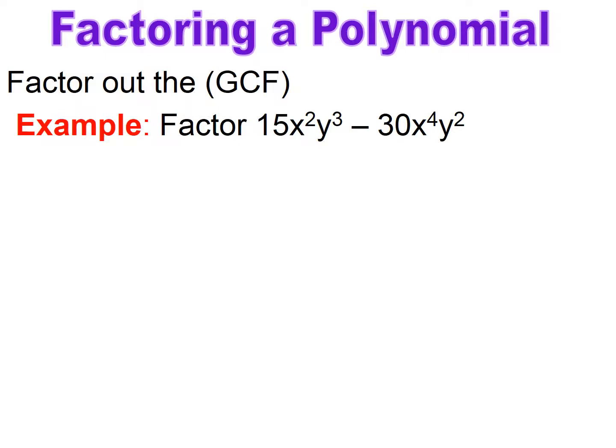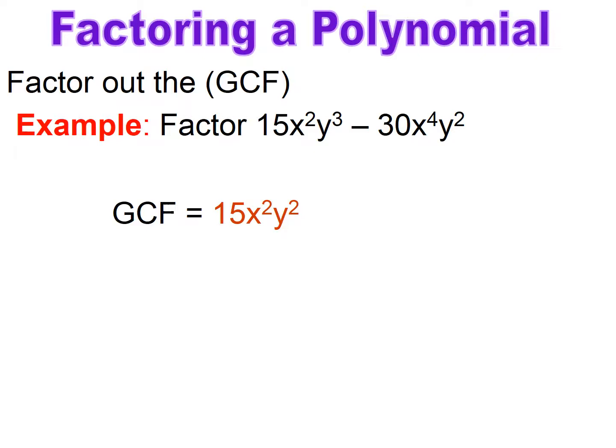So here's a more complicated example of a greatest common factor. I'm looking at the numerical part, and I see that 15 can divide into 30, and 15 can divide into itself. So the GCF of the numerical part will be 15, and the variable part will be the variable with the lowest exponent. So we get x squared and y squared as the variable part. So my GCF will be 15x squared y squared.